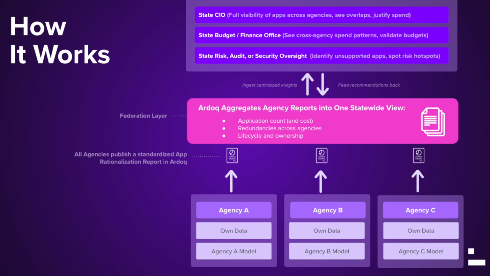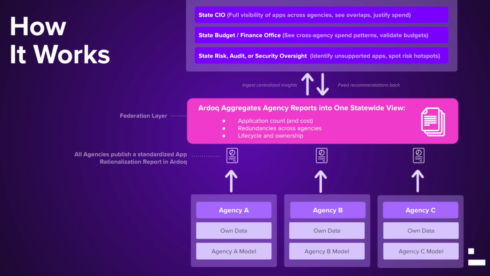For the state CIO, it delivers full visibility across agencies, making it easier to spot overlaps and guide modernization. For the state budget and finance folks, it shows cross-agency spend patterns and helps validate budgets. For state-level risk, audit, and security teams, it highlights unsupported applications and potential risk hotspots.